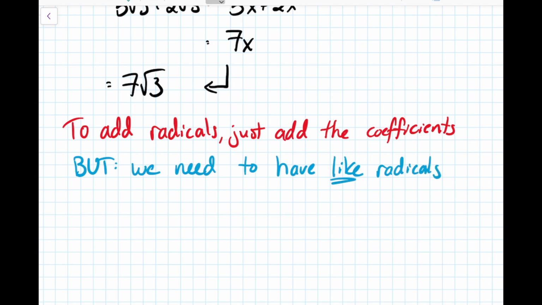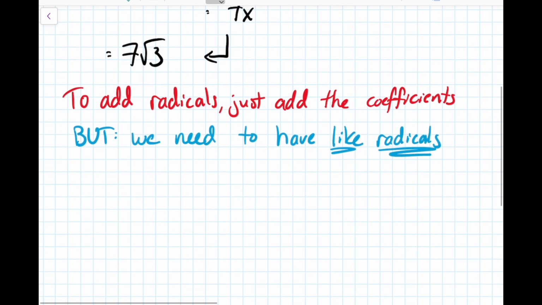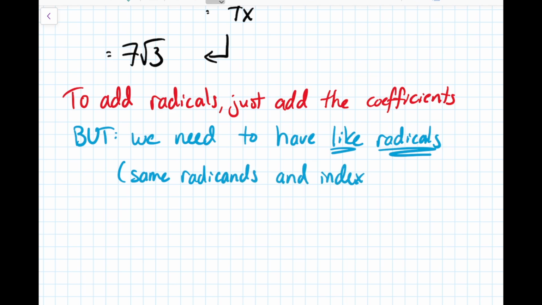To be like radicals, two things need to be true. It has to be the same radicand, so here we were adding root 3 and root 3. And it also has to be the same index, so they're both square roots. That's just like polynomials, right? You can't add an x and a y, and you can't add an x and an x squared. There it was same variable, same exponent. Here it's same radicand, same index, but the process is pretty much the same.